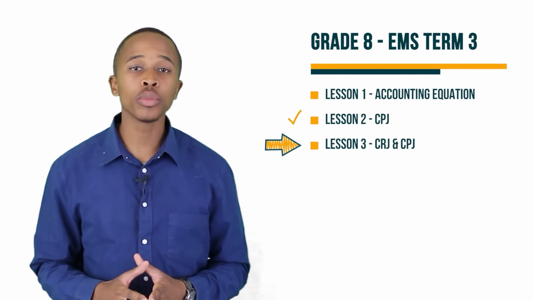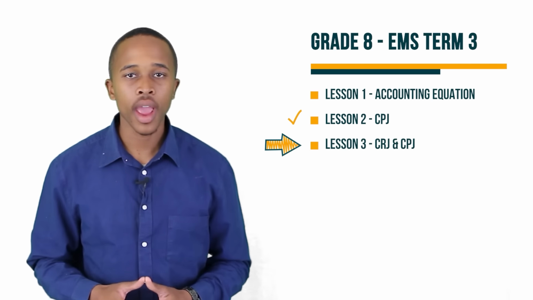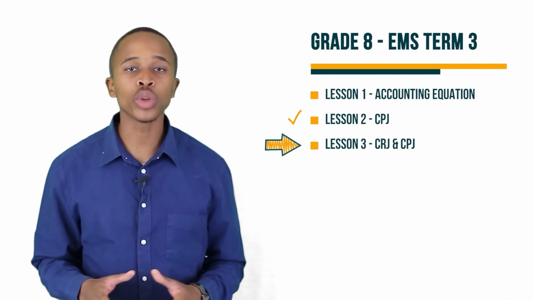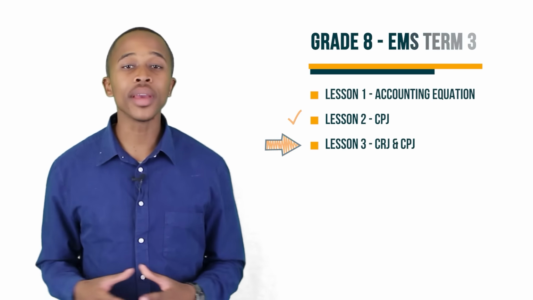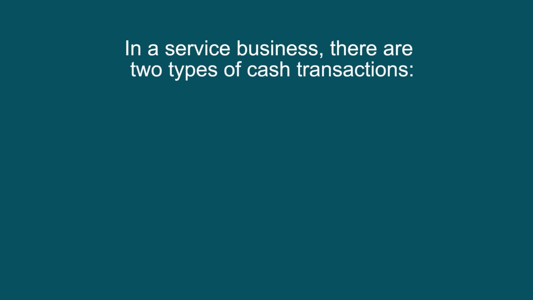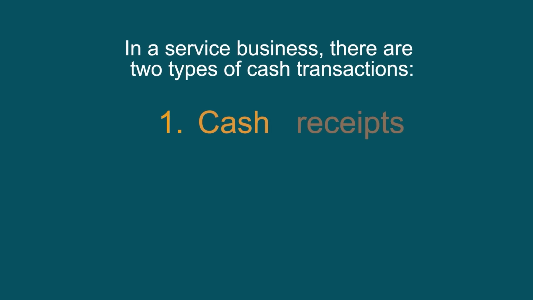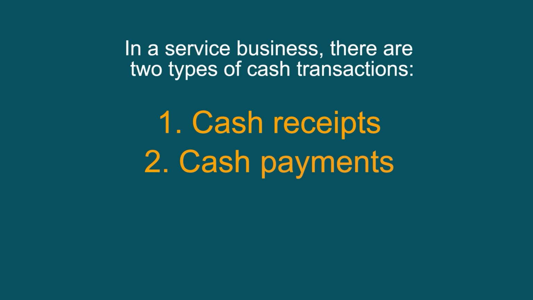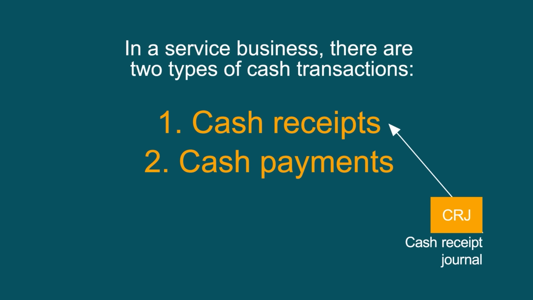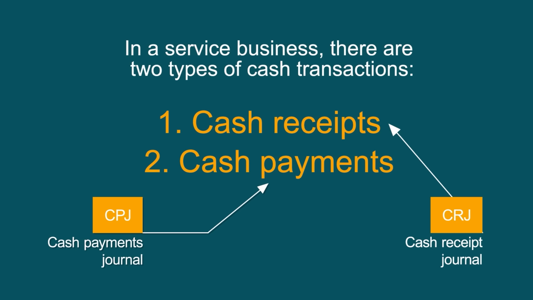So remember, in term 2, we looked at the CRJ, and in the first 2 lessons of term 3, we looked at the CPJ. Today, we're going to mix them together in one exercise. So are you up for this task? Let's go. Remember, in a service business, there are 2 types of cash transactions: the cash receipts and the cash payments. The cash receipts will be recorded in the CRJ, or the cash receipts journal, and the cash payments will be recorded in the cash payments journal, or the CPJ.